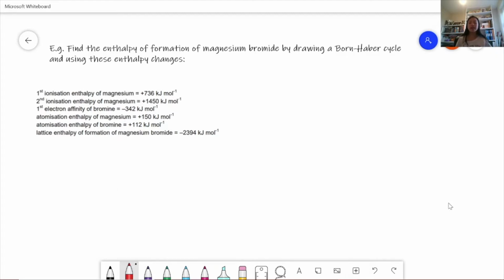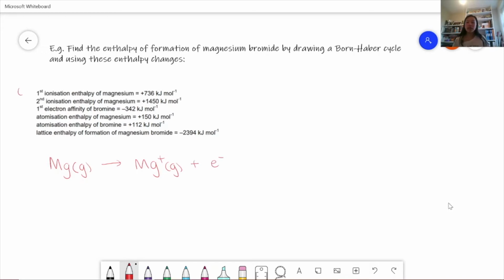So first we've got the first ionization enthalpy of magnesium. First ionization enthalpy is the enthalpy change when the outermost electron from 1 mole of gaseous atoms is removed. So that forms 1 mole of gaseous 1+ ions. And so the equation would look like this for magnesium. So you'd have magnesium in a gas form, and then 1 electron would be taken away from it. So it would form an Mg+ ion, which would be gaseous as well, plus an electron.